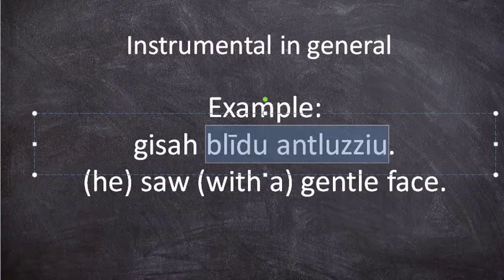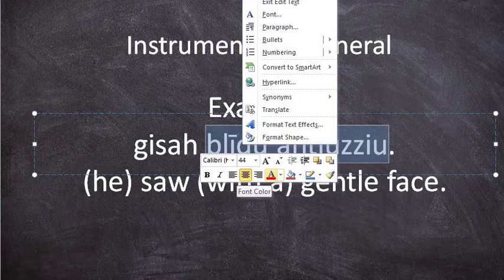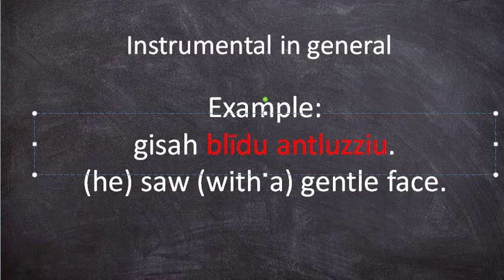Yeah, so Antlutzio is actually the origin of the word in today's German, Antlitz, which I believe is another way of saying form or face. I could be wrong about the later meaning, but anyway, this is Gesach Glidu Antlutziu, meaning he saw with a gentle face.